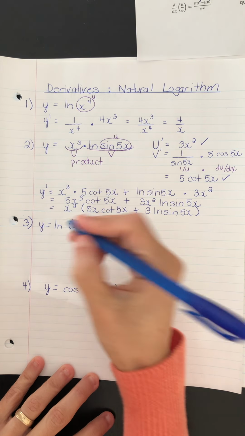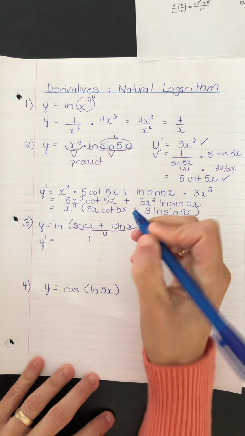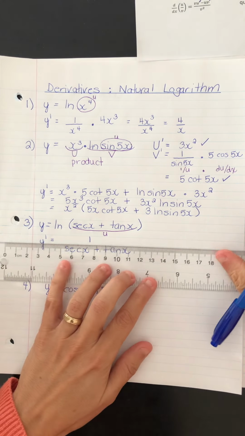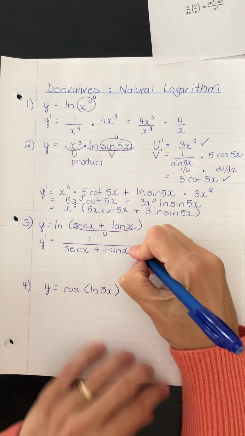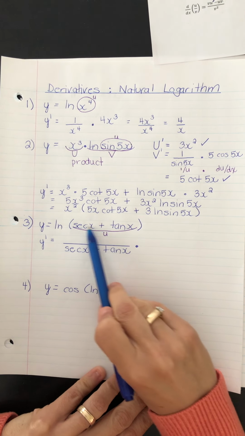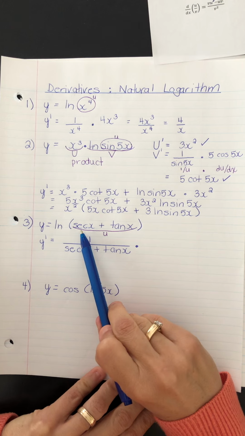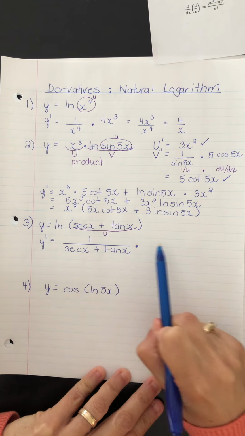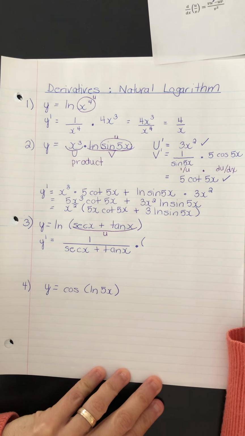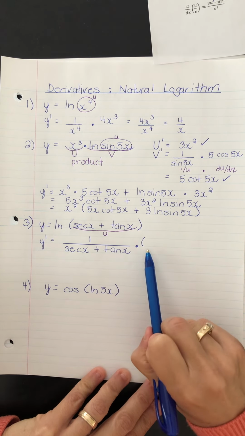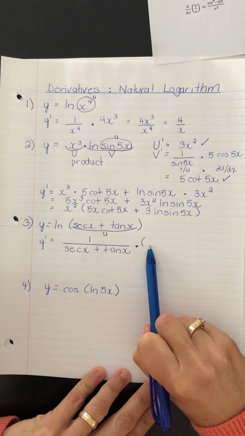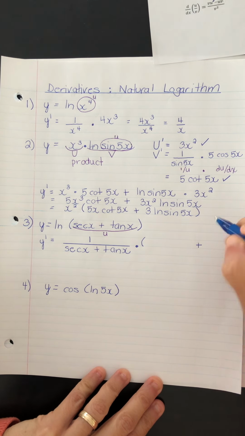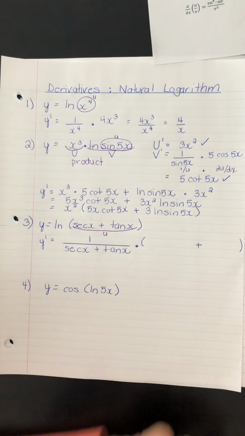So, in forming y prime, we start with 1 over u, like that. So that's the 1 over u part. And now we're supposed to multiply that by the derivative of u. So we need to know, what is the derivative of secant x plus tangent x? When the function is a sum like this, the derivative will also be a sum. So basically, we're going to need a bracket again because this is a binomial. And in the bracket, we're going to write the derivative of secant x first. And then to that, we add the derivative of tangent x. So that's what's going to go inside the bracket.